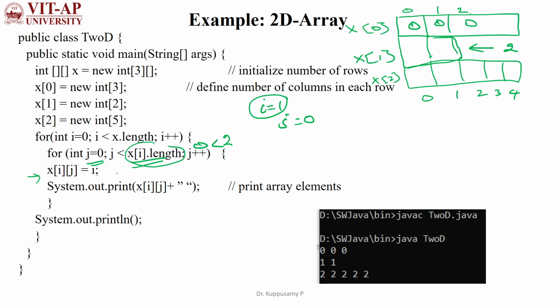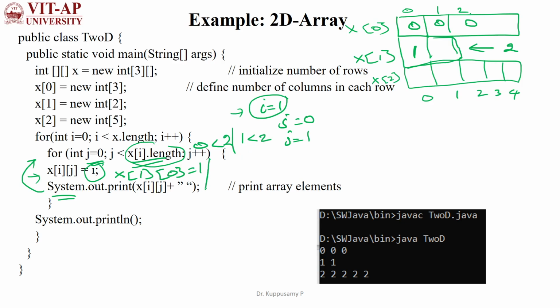Now x of I j: the x of I value is 1, and the J value is 0, which will be assigned with I. So I is here 1, so now 1 is being written here. Then this is the statement which is printing. Then again incrementing, now J becomes 1. So here the condition is 1 less than x of I dot length, which is 2, which is also true.